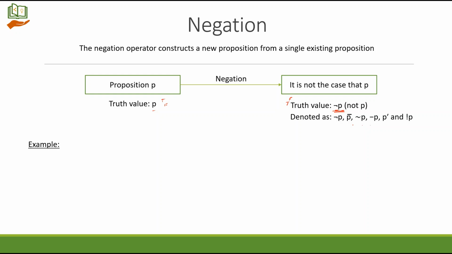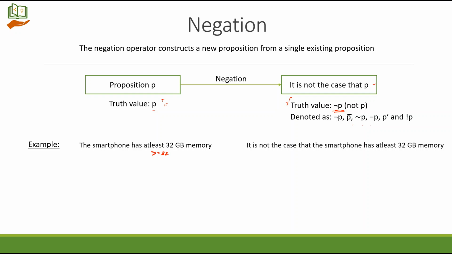Now let's see an example for this negation operation. We have a statement or a proposition, we can say: the smartphone has at least 32 GB memory. At least 32 GB means it is greater than or equal to 32 GB memory. If we want to exactly find the negated statement as per this formal English statement, how should we do it? It is not the case that the smartphone has at least 32 GB memory. But this is just a more formal way of saying. So let's get into some normal way of telling it. We can say the smartphone does not have at least 32 GB memory.